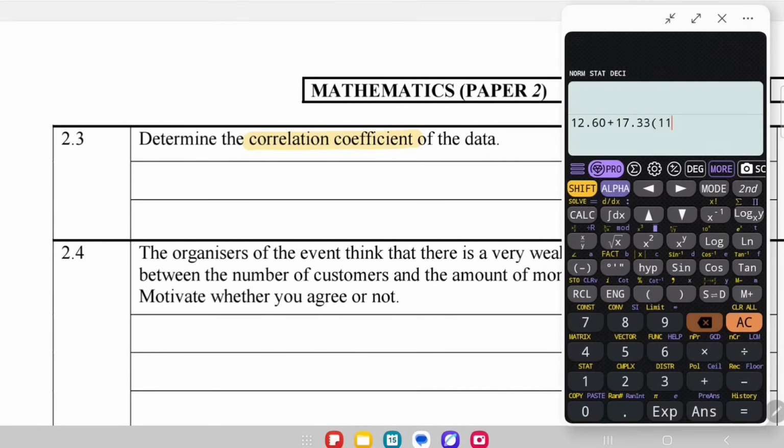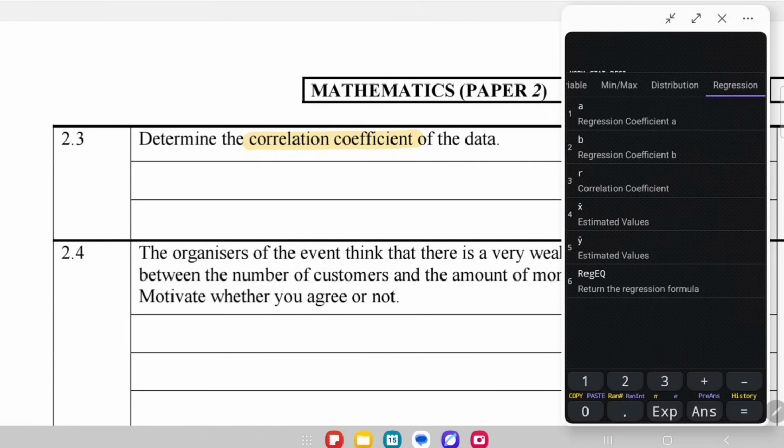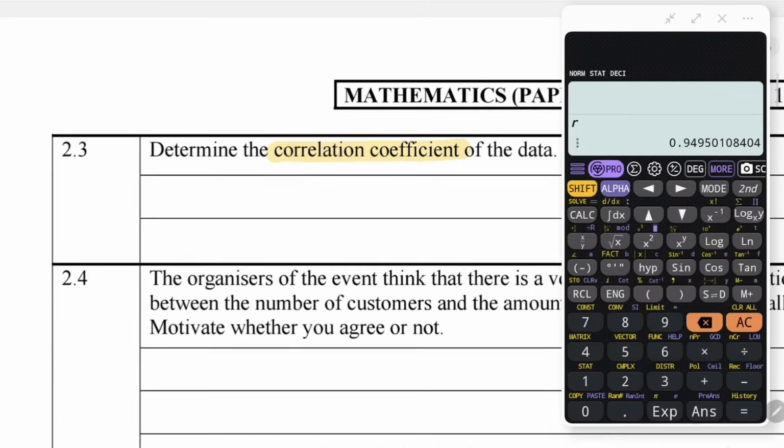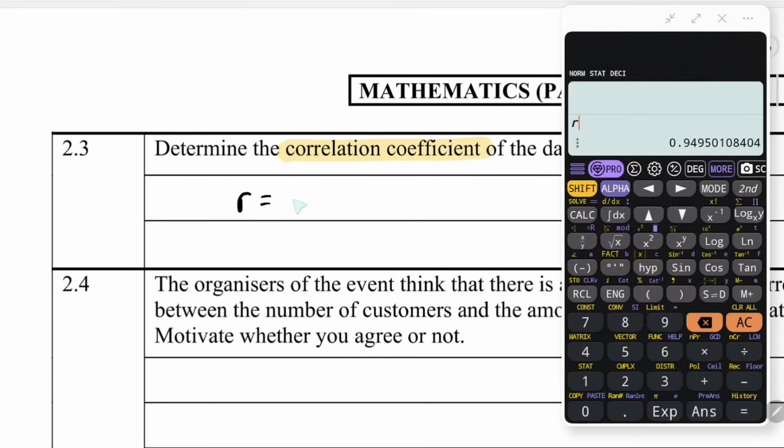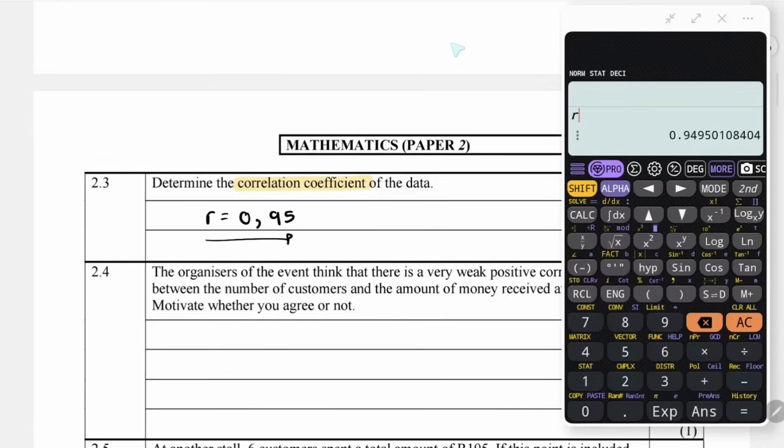So on our calculator, you can just remove all of that. You can just press AC, Shift and 1. So Shift 1, and then again go to regression. Then you will see that the third option would be the correlation coefficient R. So we'll just tell them that R is simply equal to 0.9, and that's going to round up to a 5, so 95. And that is our answer, 0.95.